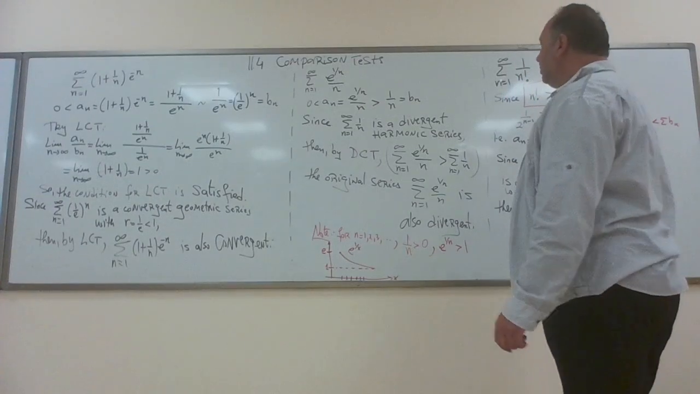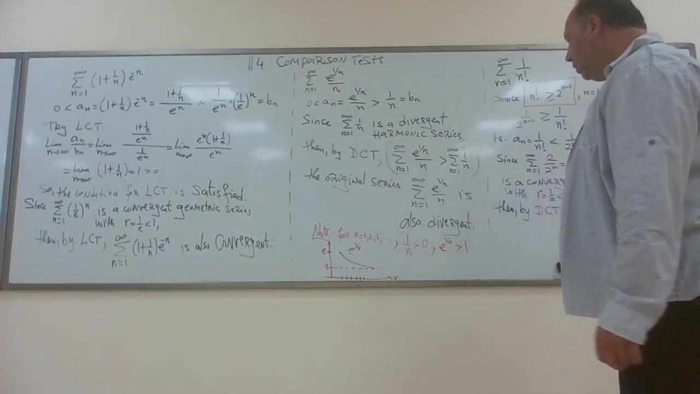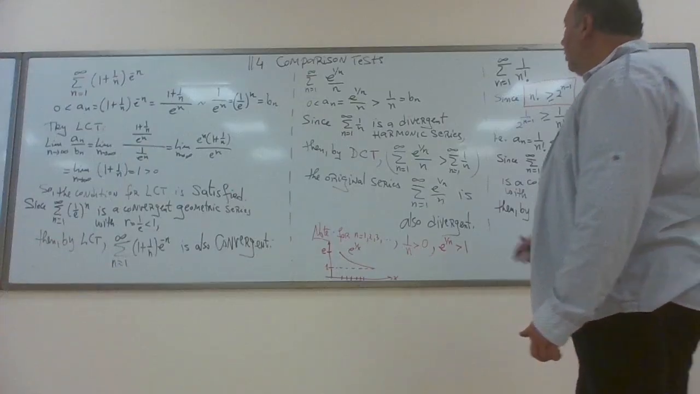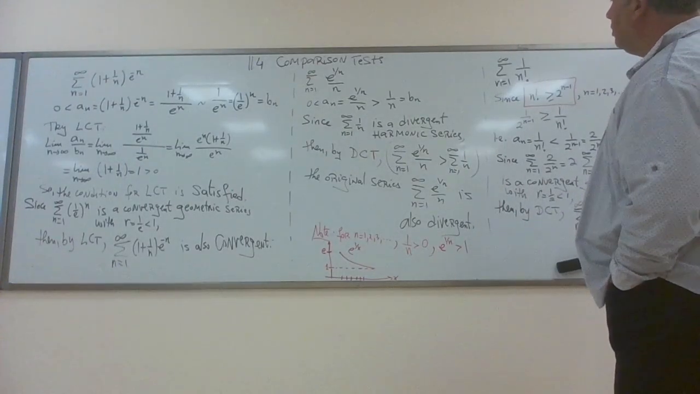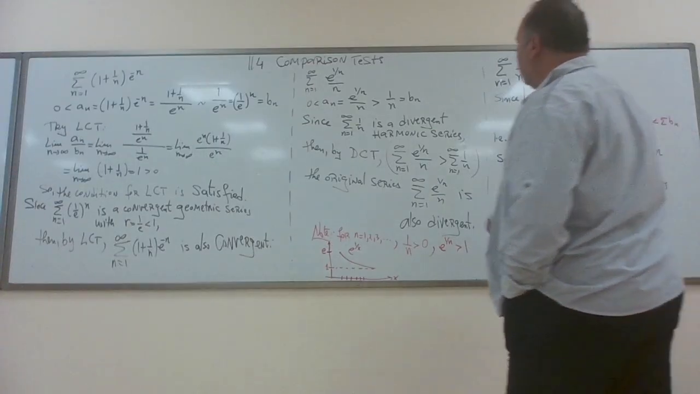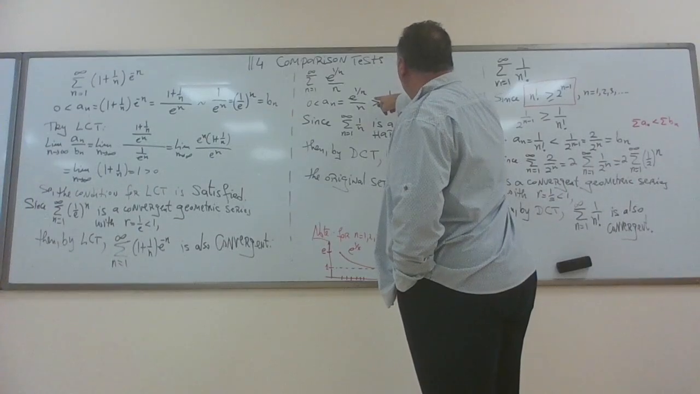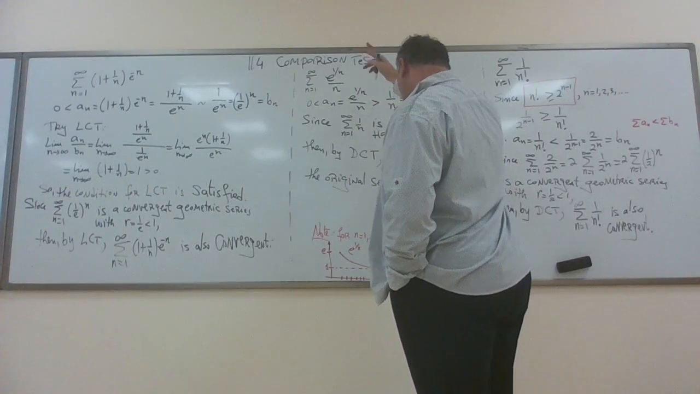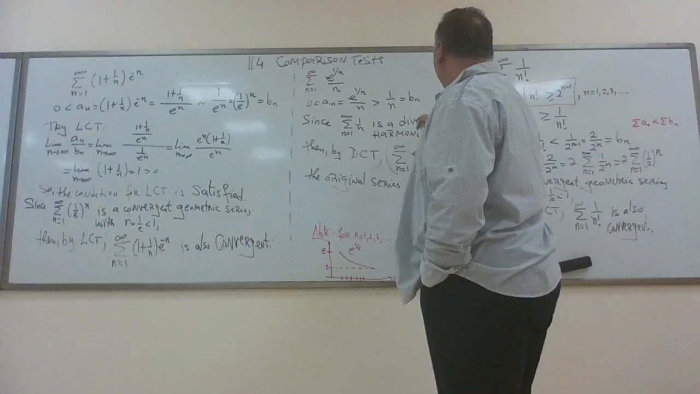So we have this from e down to 1. It's the other way around. Okay. And then we have this comparison.